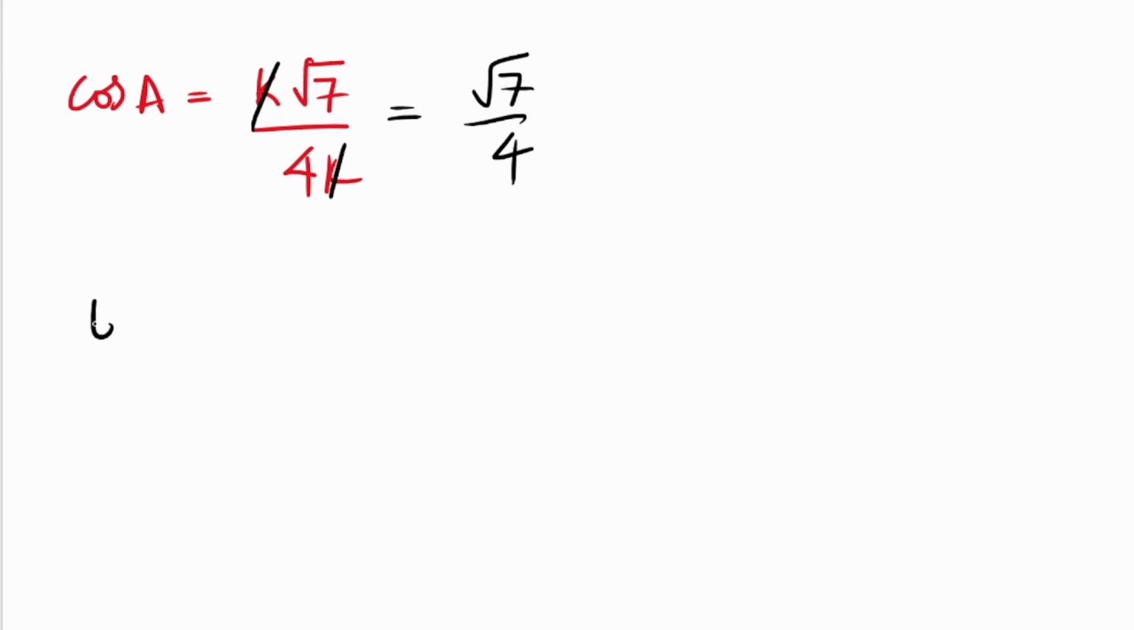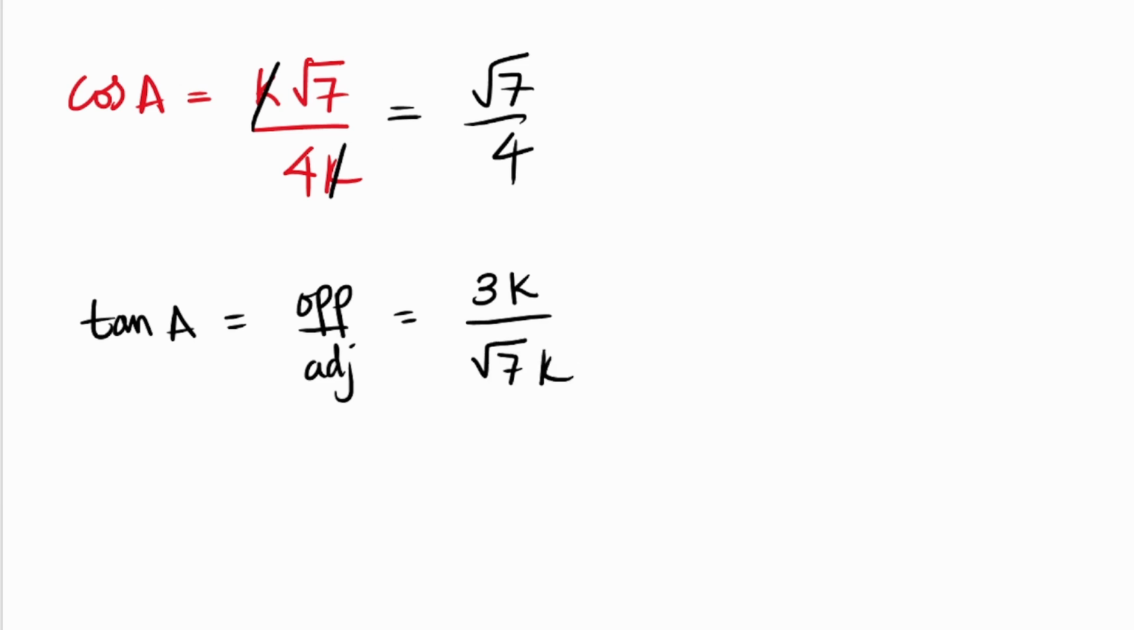Now finding tan A, you can do it by opposite side by adjacent. Opposite side is 3k divided by adjacent side. Adjacent side is root 7k. When you cancel this out, you will get 3 by root 7.